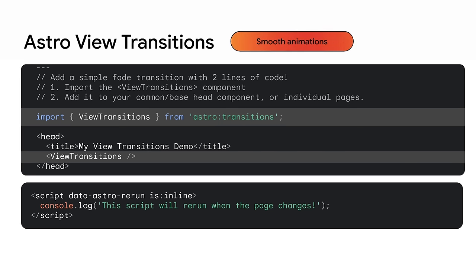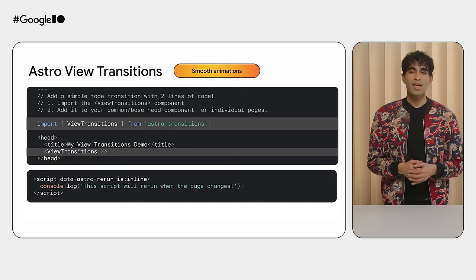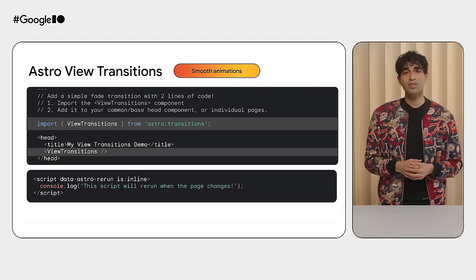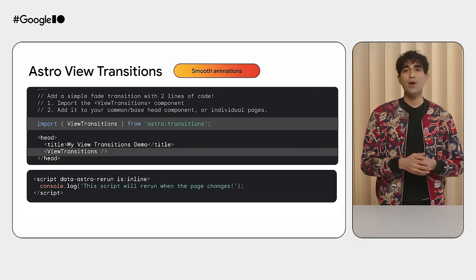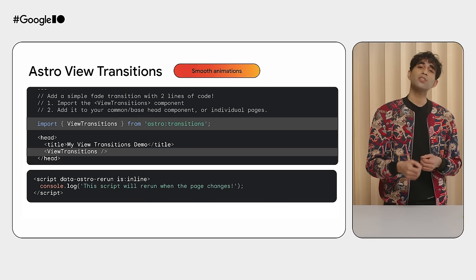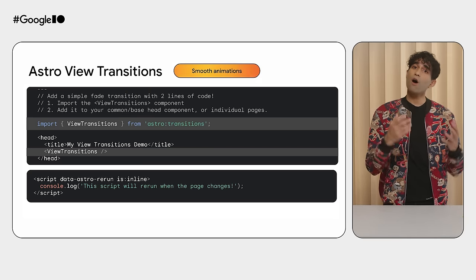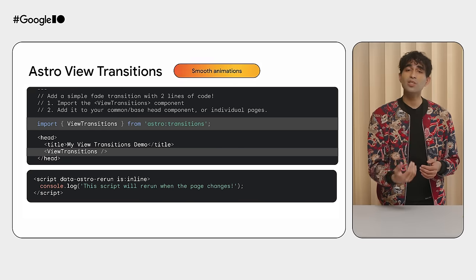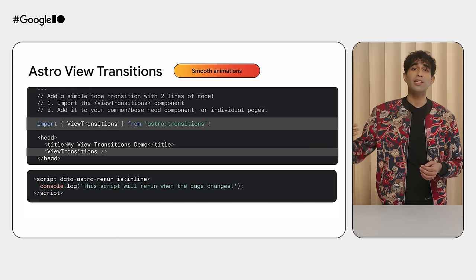Now, when combined with Astro Islands, view transitions can be even more powerful. Astro Islands can be persisted across page navigations, maintaining their state and interactivity. This is particularly useful for components like audio or video players, where users expect the content to continue playing seamlessly as they navigate through the site.